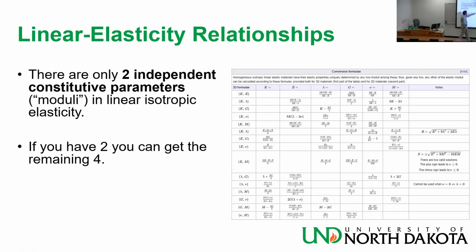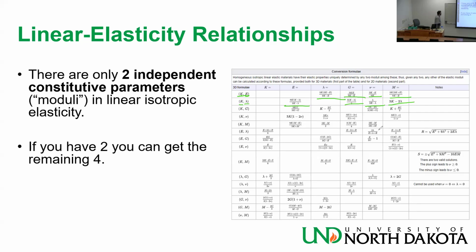If I have a pair, say on the first row, I have 2 of those constitutive parameters, those linear elastic moduli I was talking about. I have bulk modulus and Young modulus. Then I use this equation to get lambda, this equation to get G, this equation to get mi, and this equation to get m. Then if I have bulk modulus and lambda, I use this equation to get E, this equation to get G, this equation to get mi, this equation to get m, and so on and so forth.